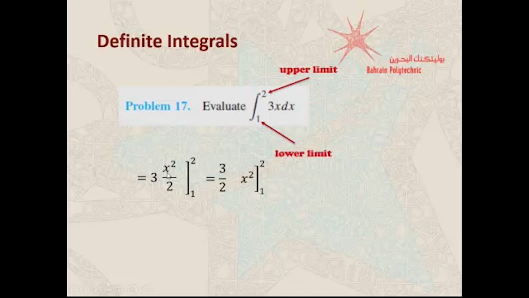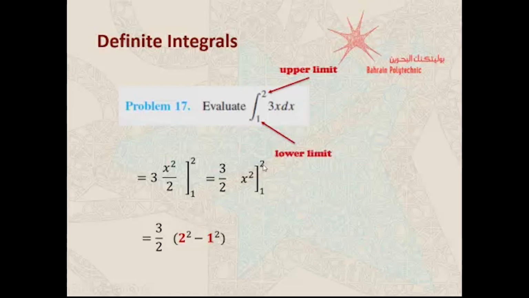The first thing is that I am going to rewrite this. I'm going to take the 3 over 2, which is just a constant, outside. I can just take it outside and substitute into the function. So the first thing is that I am going to substitute with the 2, the upper limit, and then I am going to substitute with 1, which is the lower limit, and then I'm going to subtract the 2 from each other.